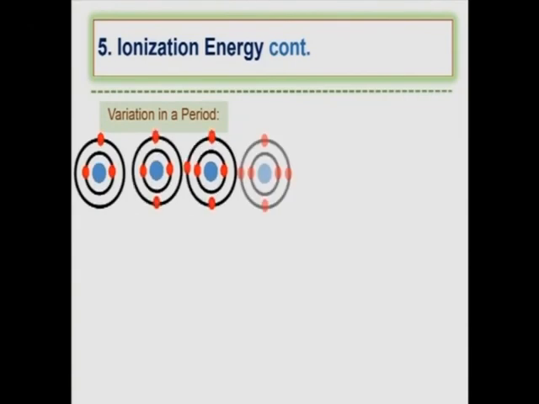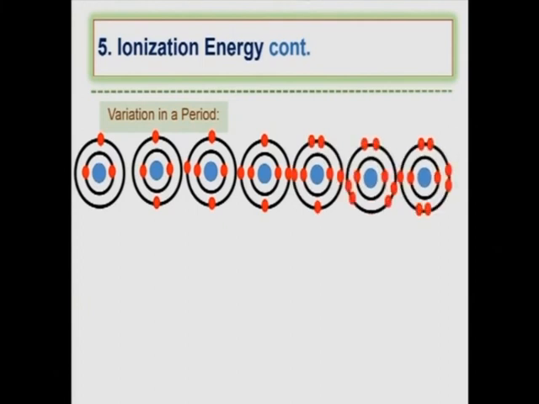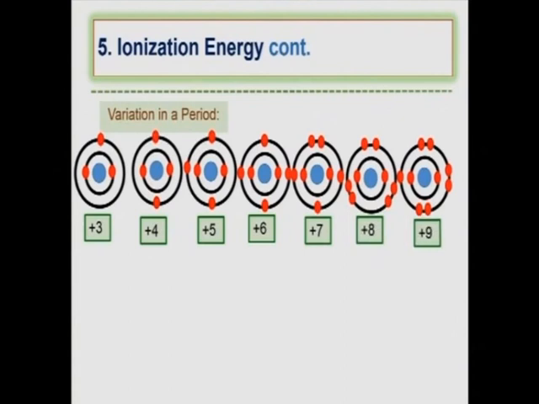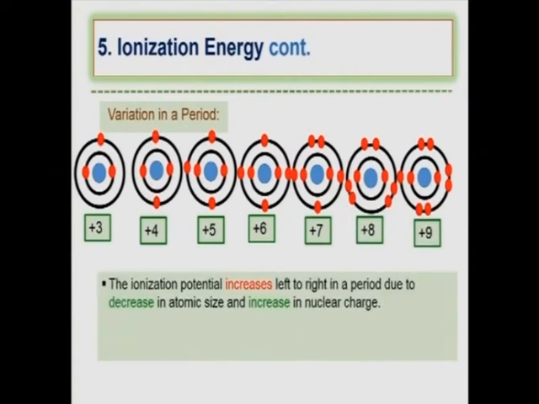When we move from left to right in a periodic table, it is observed that the ionization energy goes on increasing. Why? Due to the increase in nuclear charge. The number of protons is increasing at each step, so there is an increase in nuclear charge and a decrease in atomic size. Because of this, ionization energy goes on increasing as we move from left to right in a periodic table.